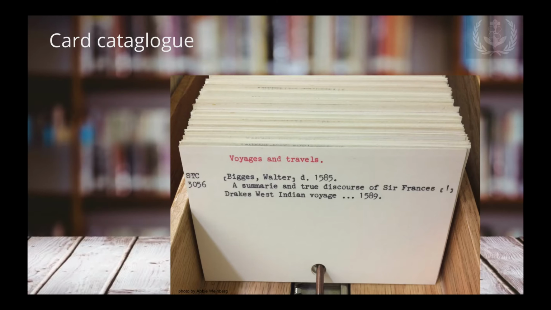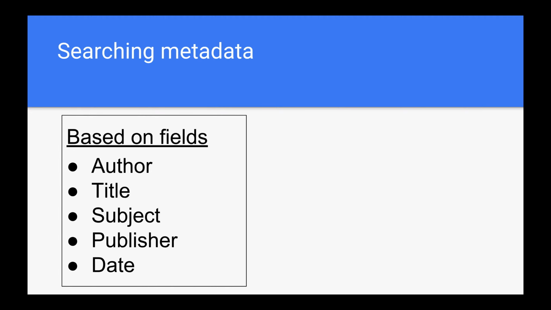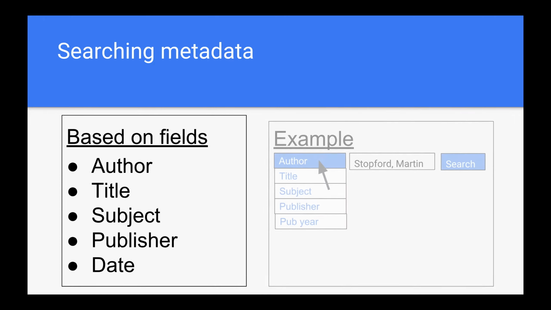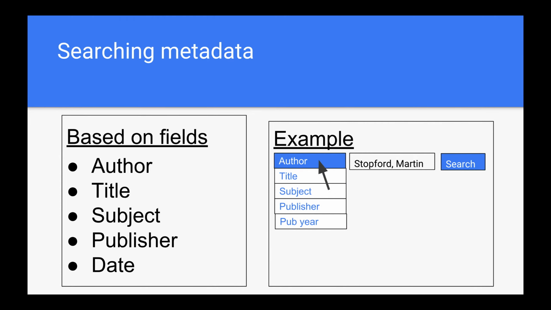When searching metadata, you are searching against data fields that describe the document, discrete blocks of text outside the document itself. By limiting your search to one of these fields, you can achieve better relevance in your results. For instance, you might want to exclude a document written about the author Martin Stopford and limit your results to just those works that were authored by Martin Stopford.